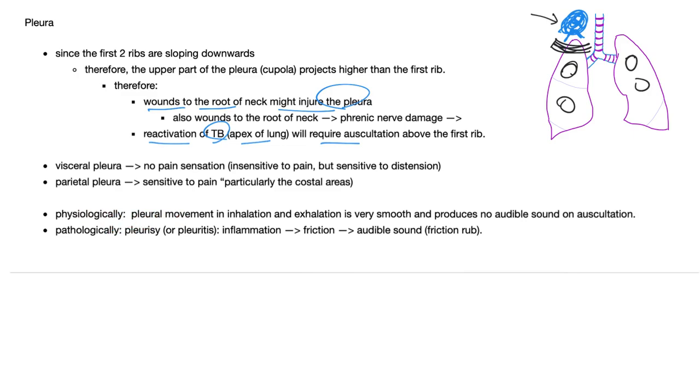Physiologically, the pleural movement during inhalation, exhalation, is very smooth, no sound whatsoever. But if you have pleurisy or pleuritis, which is an inflammation of the pleura, it's going to lead to friction between the two surfaces. This is called a friction rub.